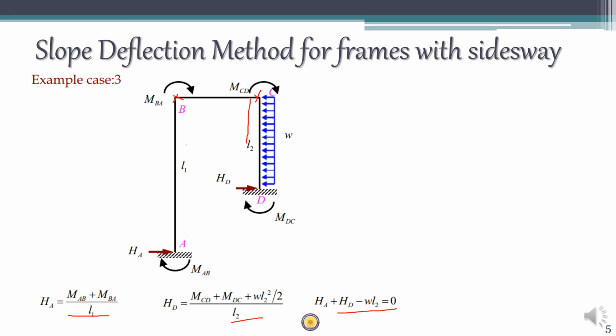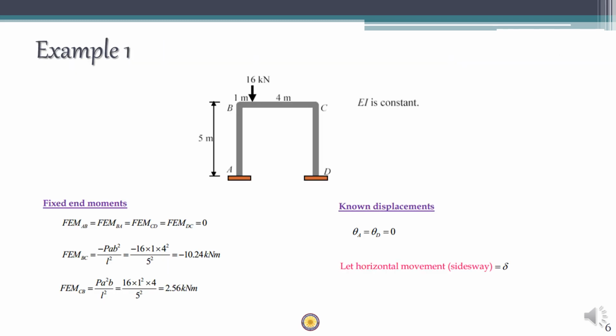So whenever the side sway happens, we have to have an additional equation, which is obtained by taking the sum of horizontal forces equal to 0. So we have to rewrite the horizontal reactions in terms of our support moments. For that you have to take moment about those side sway points as 0. Okay, now let's see an example here.